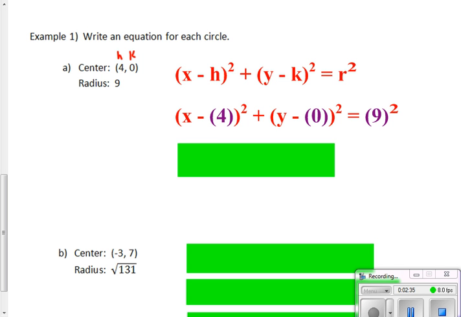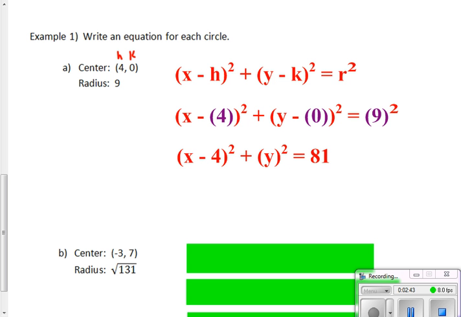The big thing there is to make sure that you square that 9 when you find the final equation of the circle. So we'll go ahead and simplify everything. We get x minus 4 squared plus y squared, because when we subtract 0 we don't really gain anything. And then we have 9 squared, which is 81. This step is normally the number 1 error. Make sure you square it.